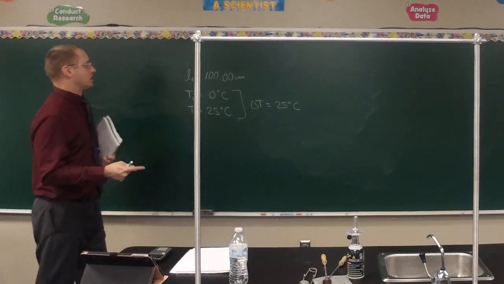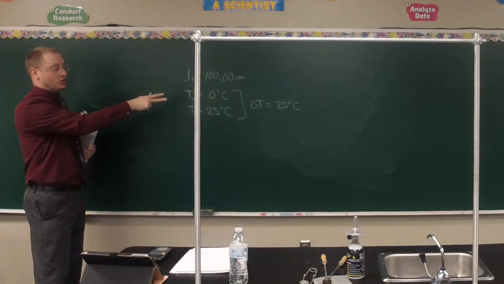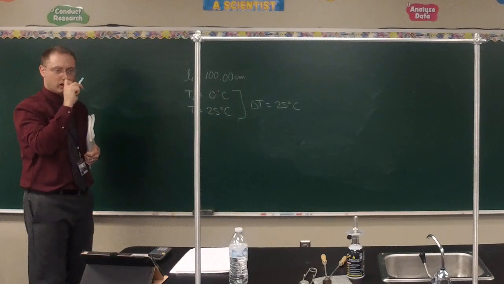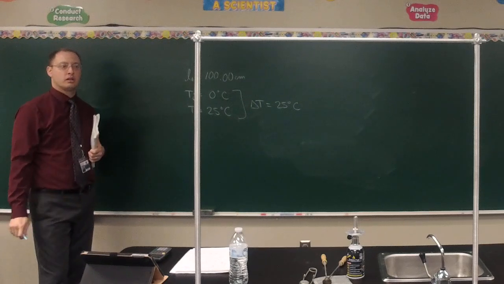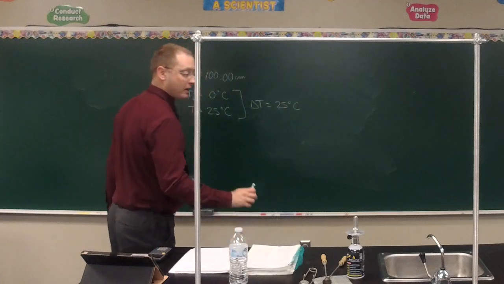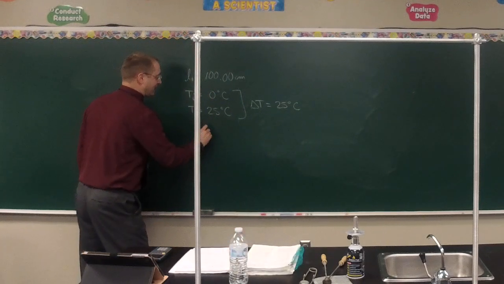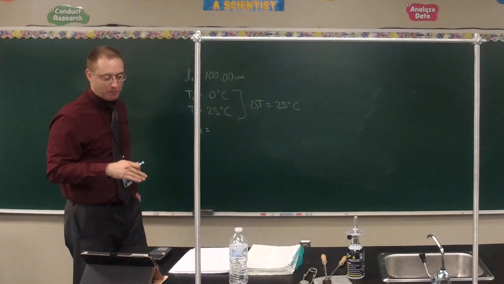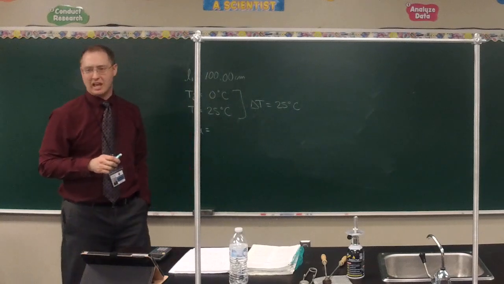Now, the last thing we're missing, we've accounted for the original length. We've accounted for the temperature change. We also need to account for the type of material. It says the meter stick is made out of pine wood. So we had to look back at page, I believe it's 211, and look up the alpha value for pine. What is that value?